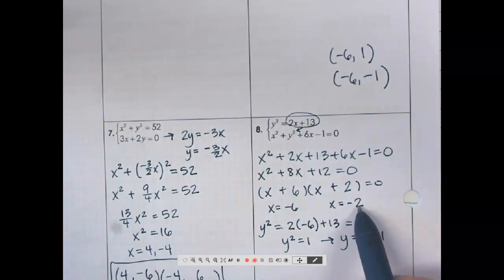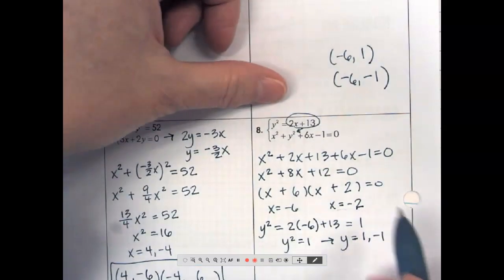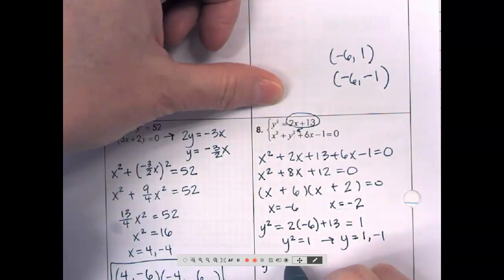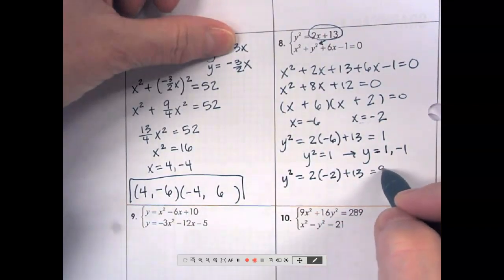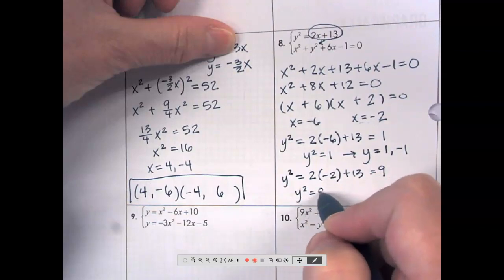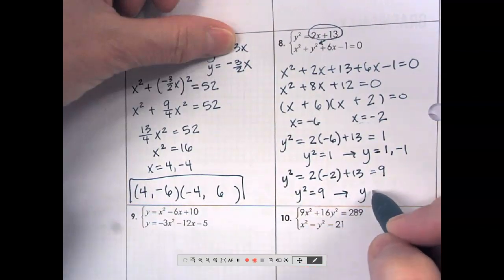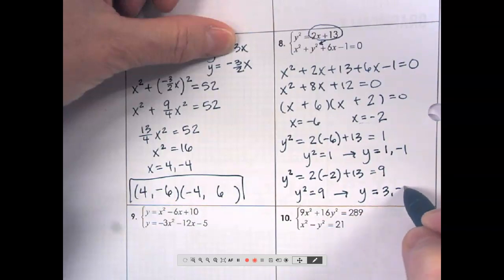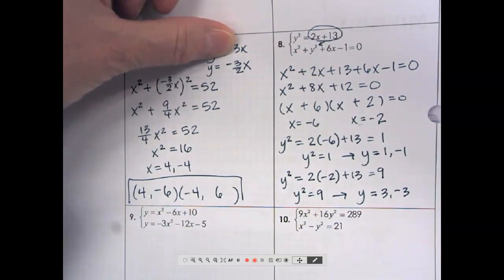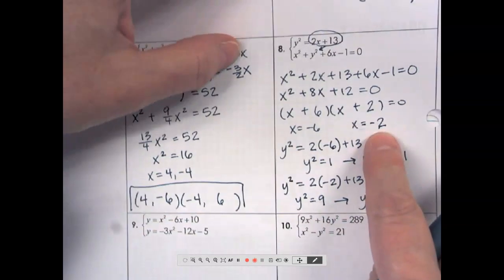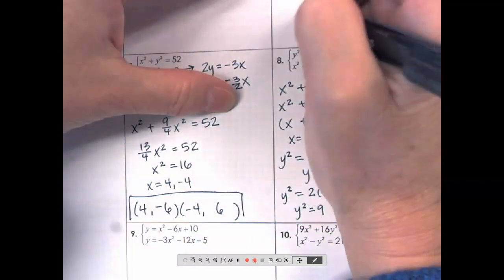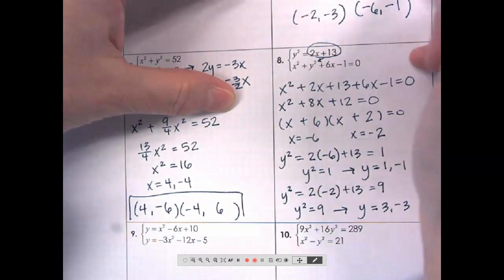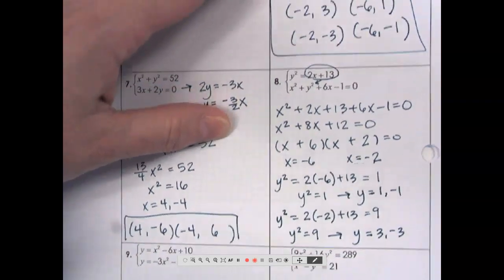Okay, let's do the same thing with x equals negative 2. Y squared equals 2 times negative 2 plus 13. That's negative 4 plus 13 is 9. So if y squared equals 9, what is y? 3 or negative 3. So when I used x equals negative 2, I also got 2 different ordered pairs. One with the 3 and one with the negative 3. So there are actually 4 points of intersection here.